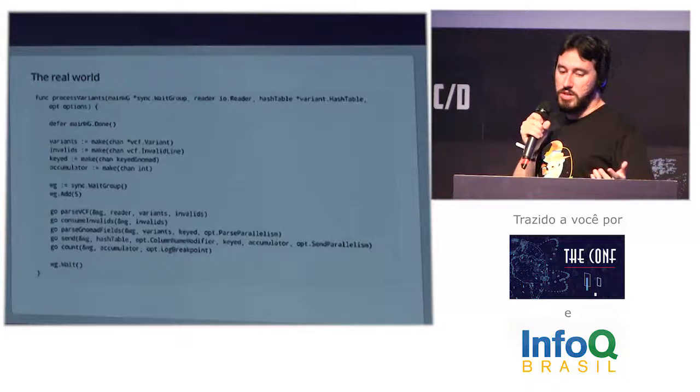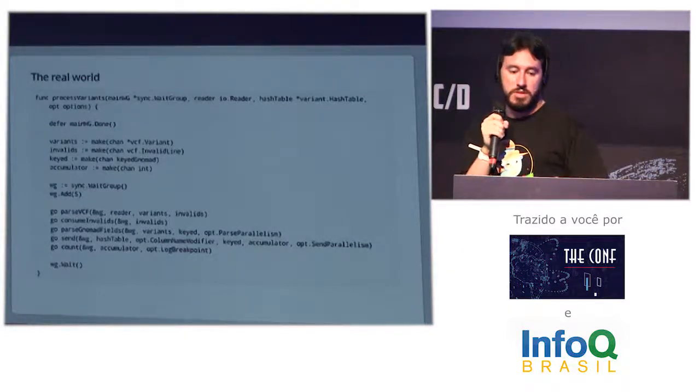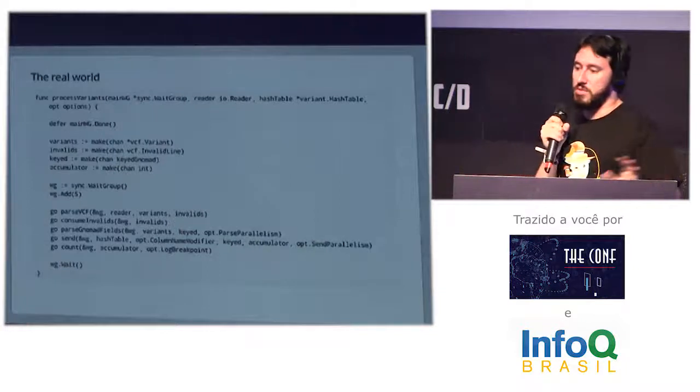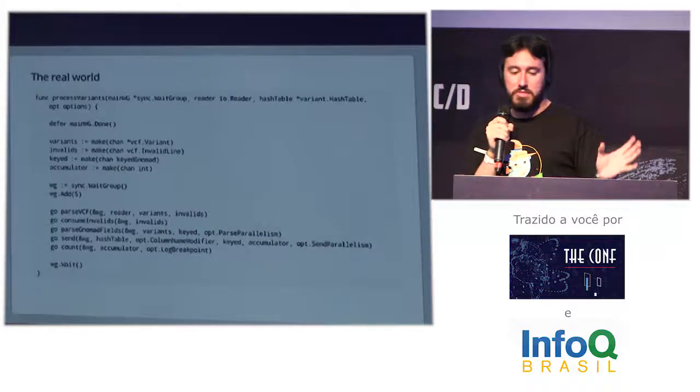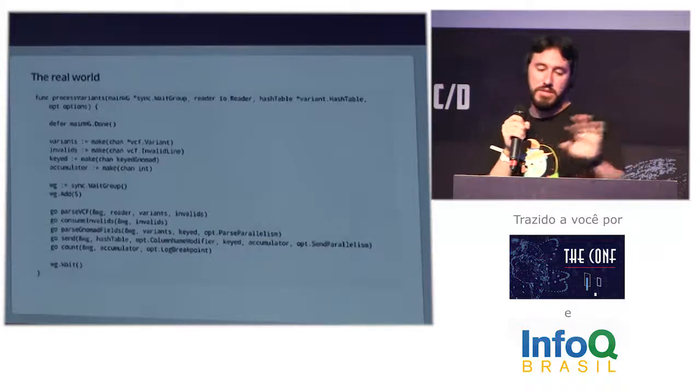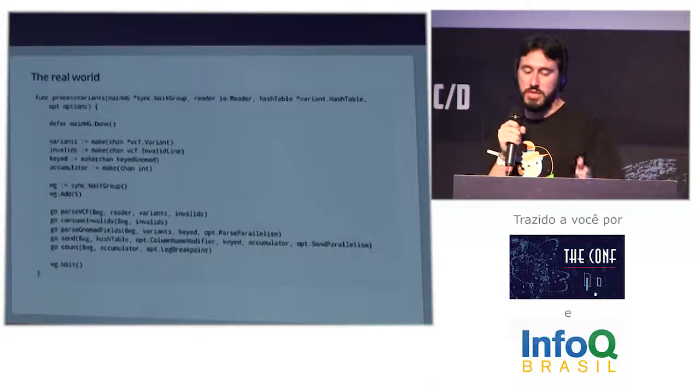In our case, this reader represents the gzipped files which we are reading in the VCF format. And it does all the work that is specific about this file format inside of this function. The problems that it has, it sends on the invalid channel, and the real variants that it finds, it sends on the variants channel. So the consume invalids function only receives one channel.